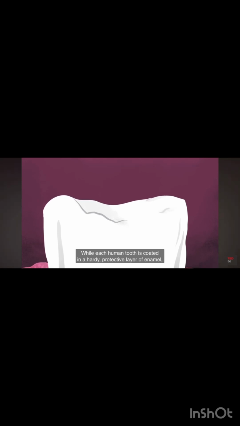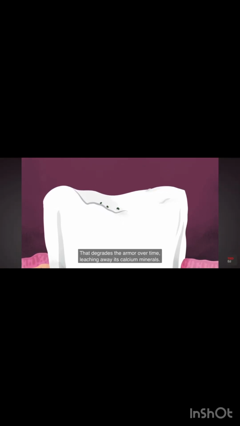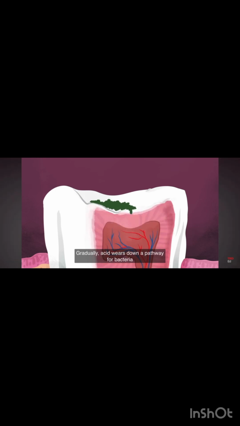While each human tooth is coated in a hardy, protective layer of enamel, it's no match for acid. That degrades the armor over time, leaching away its calcium minerals. Gradually, acid wears down a pathway for bacteria into the tooth's secondary layer called the dentin. Since blood vessels and nerves in our teeth are enclosed deep within, at this stage, the expanding cavity doesn't hurt.